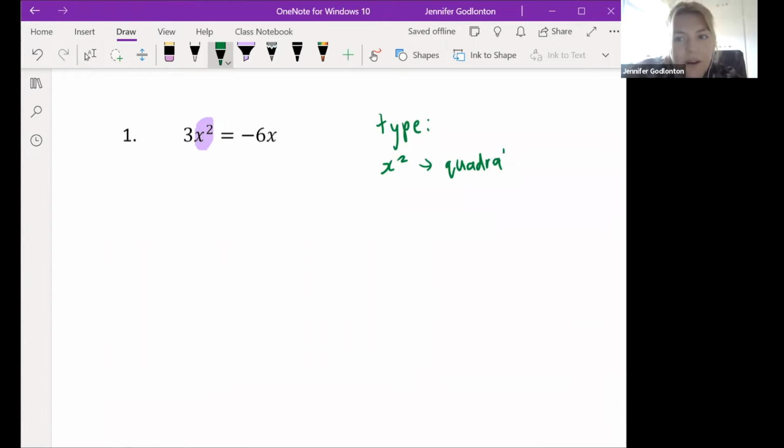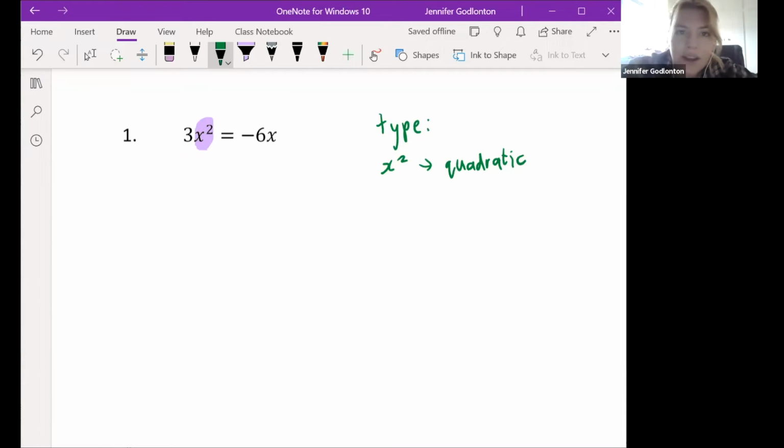Quadratic. Okay. And when we have a quadratic equation, guys, who can tell me what we want to do? What do we want to do when we have a quadratic equation? Like what's our rule? If it's a linear equation, we want our x's on one side and our numbers on the other side. What do we want to do if it's quadratic? Good, Daria, put it in standard form.